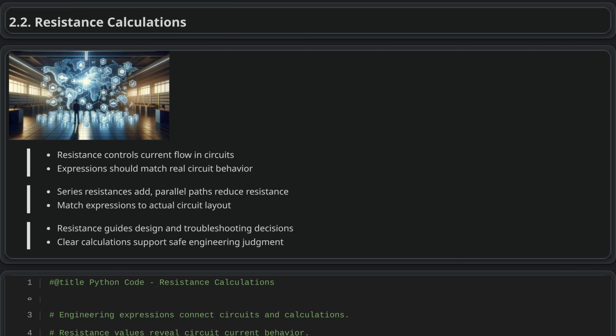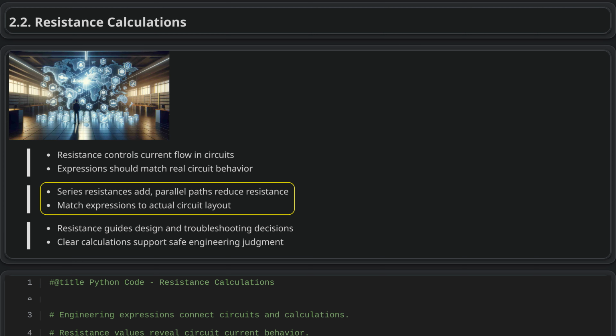Resistance calculations. Resistance controls how easily charge flows through a circuit and helps explain circuit behavior beyond voltage and current alone. Wires, sensors, and other components all resist current, which can affect performance and safety. In calculations, the numbers should match physical intuition. Higher resistance means less current for a given voltage, while lower resistance allows more current to flow.